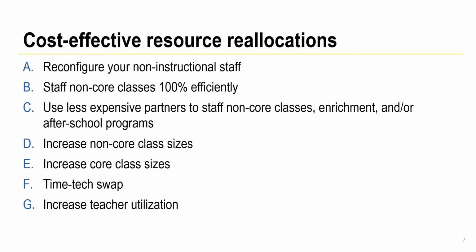We'll now walk through 7 types of resource reallocations that schools might make. A. Reconfigure your non-instructional staff. B. Staff non-core classes 100% efficiently. C. Use less expensive partners to staff non-core classes, enrichment, and/or after-school programs. D. Increase non-core class sizes. E. Increase core class sizes. F. Time tech swap. And finally, G. Increase teacher utilization.